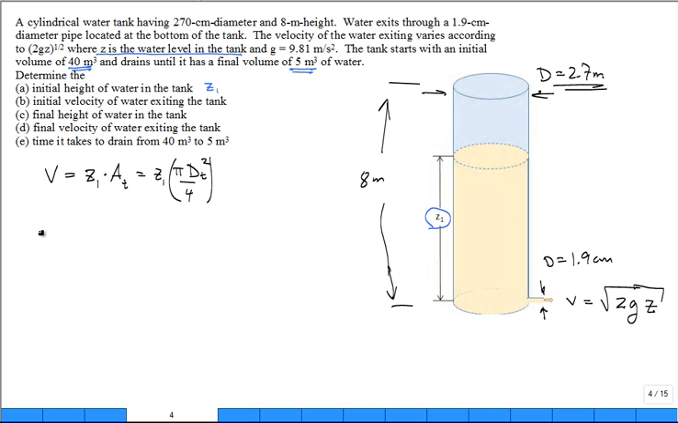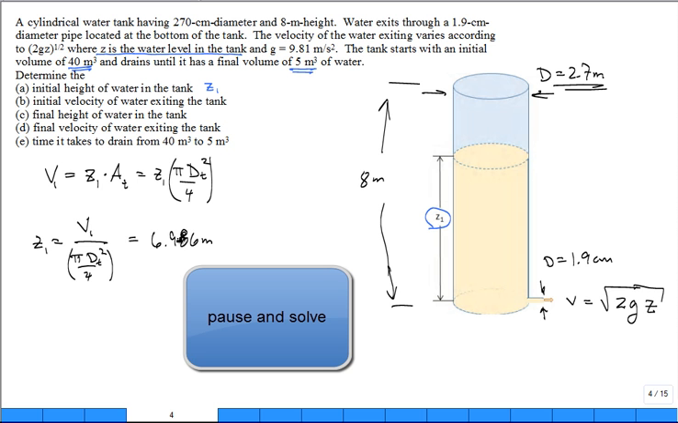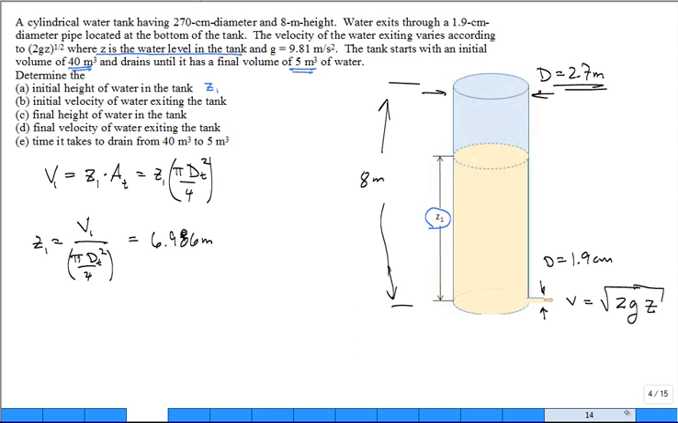So if I have the initial elevation, it is the volume of water initially, 40 cubic meters, divided by pi diameter of the tank squared over 4, and people were getting an answer of about 6.986 meters. Okay, let's go to the next one. Initial velocity of the water exiting the tank, and I'll pause and I'll have you calculate that.